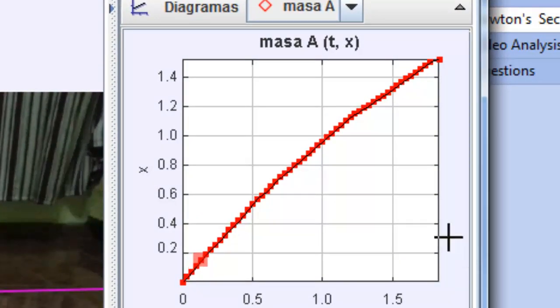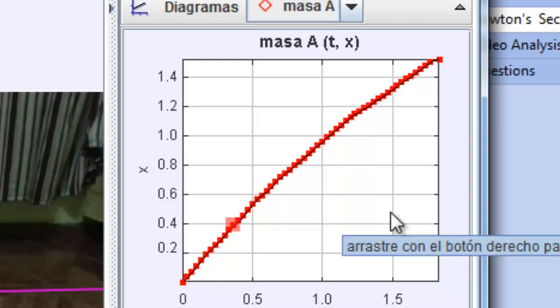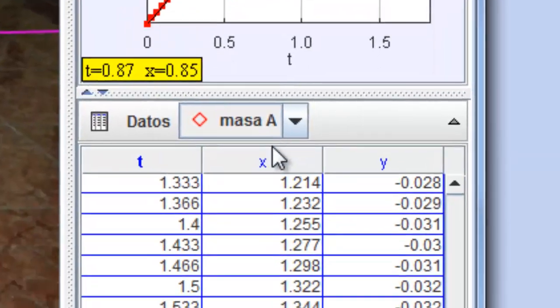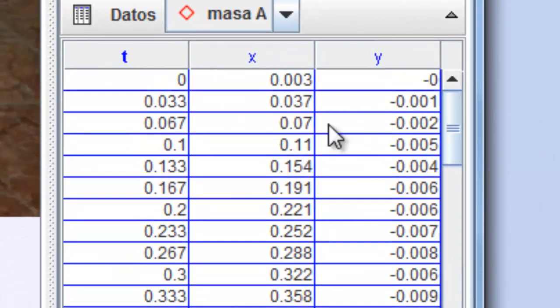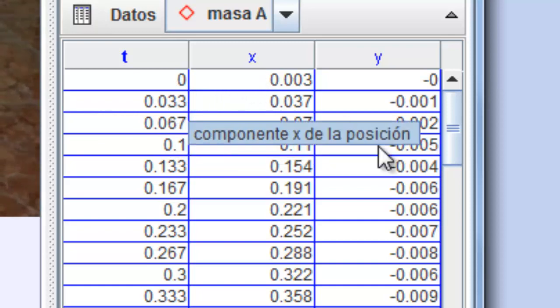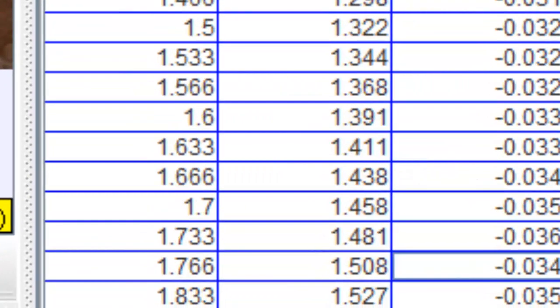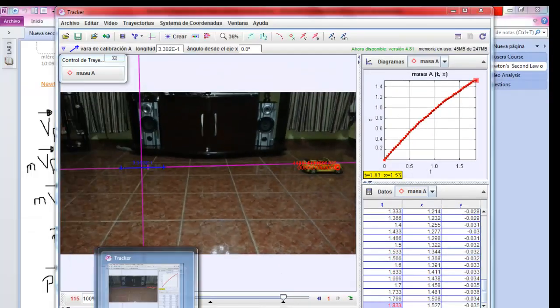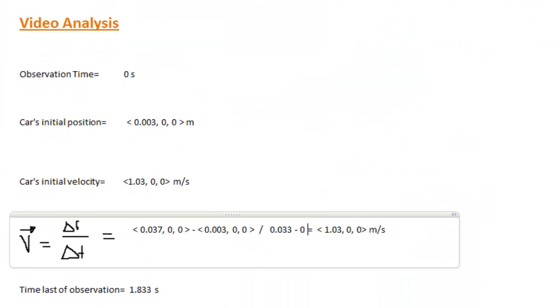From that, we take our graph and you can see how it goes upward in a diagonal straight line because it is a constant model. Also, we got our first time interval, second time interval, first position, second position, and our last time interval. From that, we can take our video analysis.